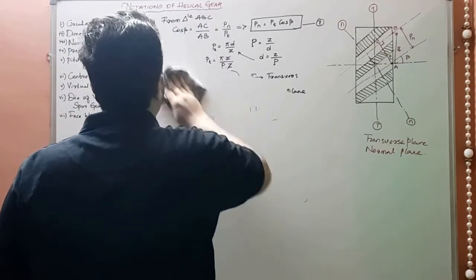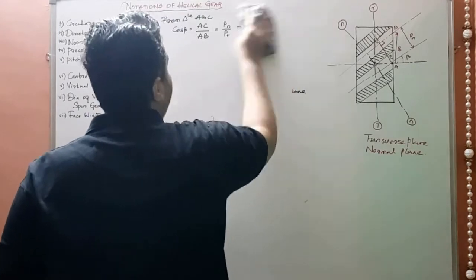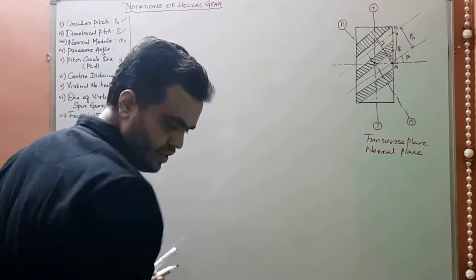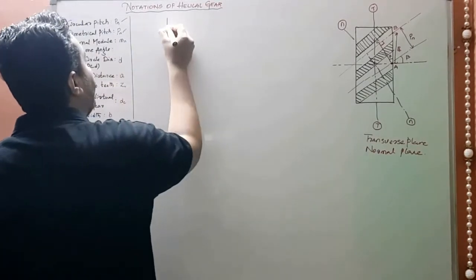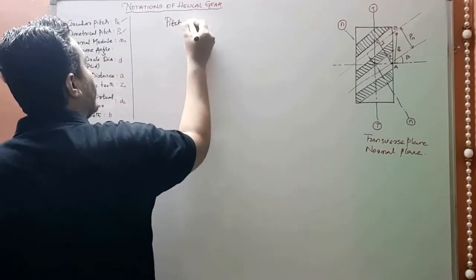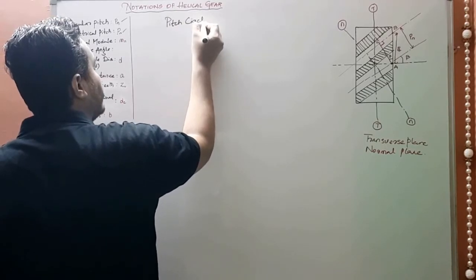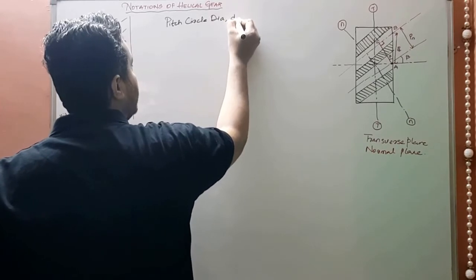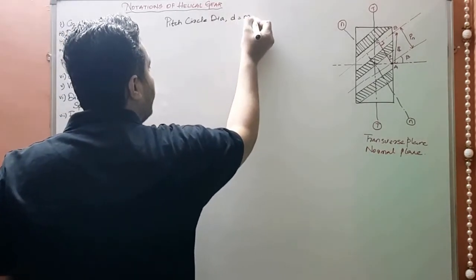Alright. So next we will see how to determine the pitch circle dia. So we have pitch circle dia. To find out the pitch circle dia, that is D, you have an equation m into z.